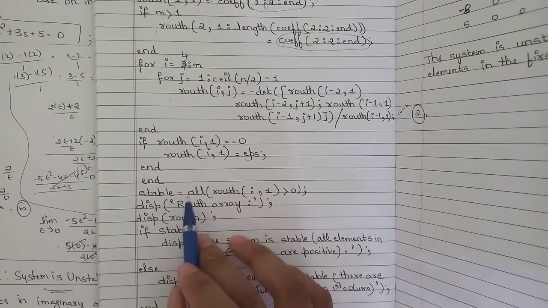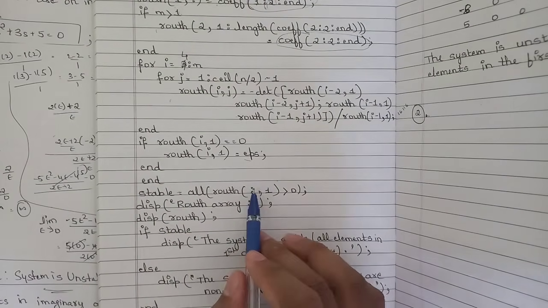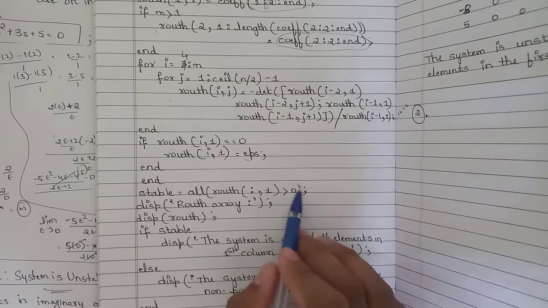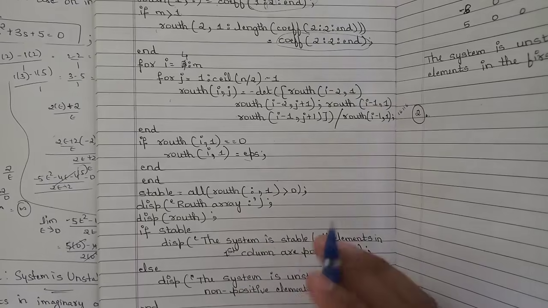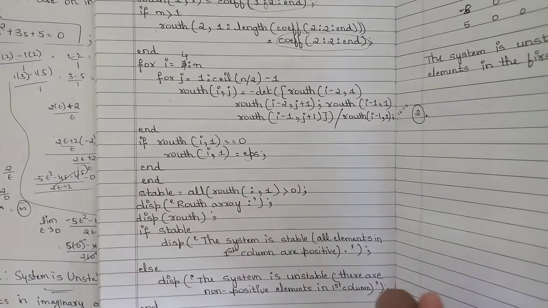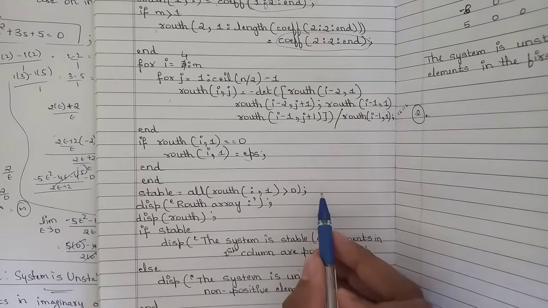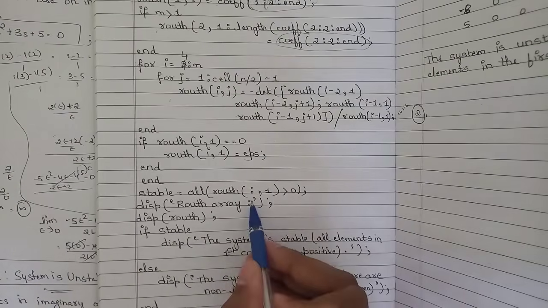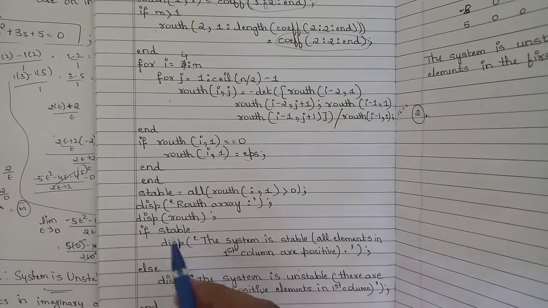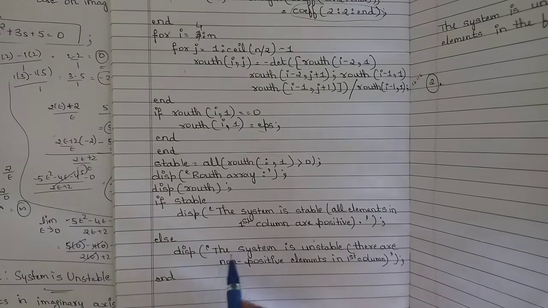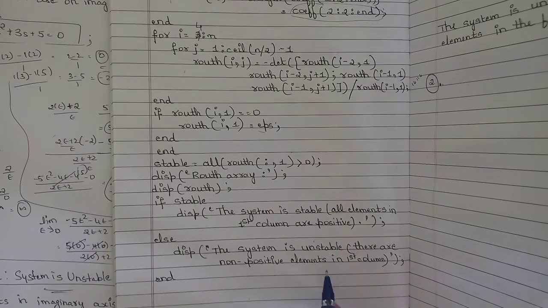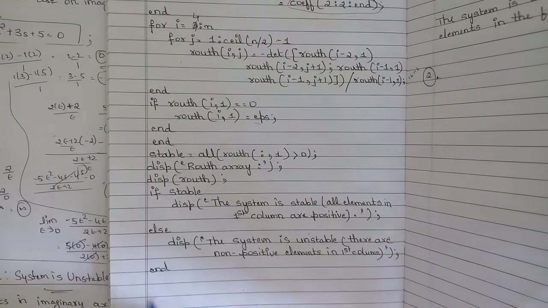Then stable: whenever the system is stable, all rout of colon comma 1 is greater than 0. I have told you that whenever the system is stable, we need to get all the first column entries positive. Positive indicates that all the numbers are greater than 0, so it is written as greater than 0. Then display rout array, then display rout, then if stable, we display that the system is stable and all elements of the first column are positive. Else display that the system is unstable, there are non-positive elements in the first column. Non-positive means there are some negative elements. So this is one simple code.